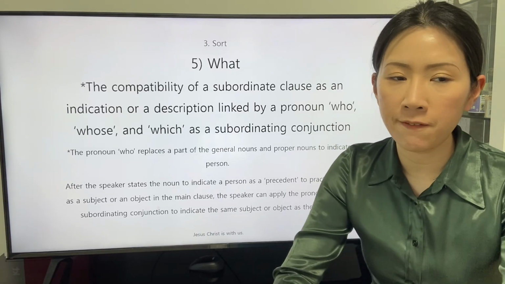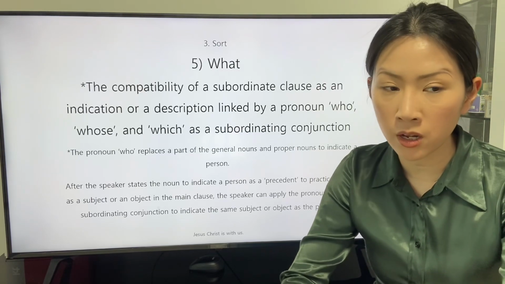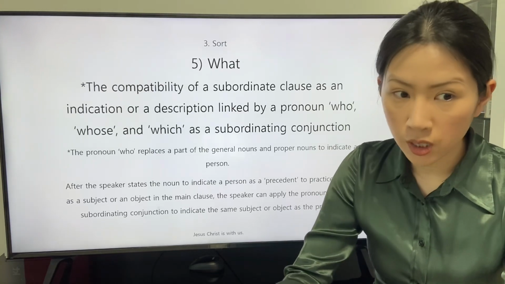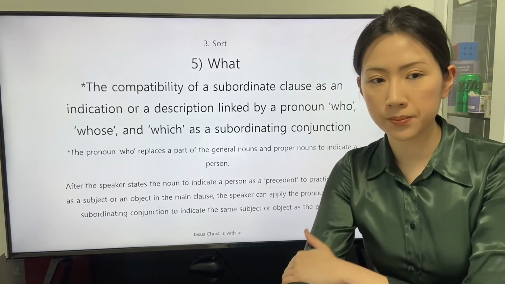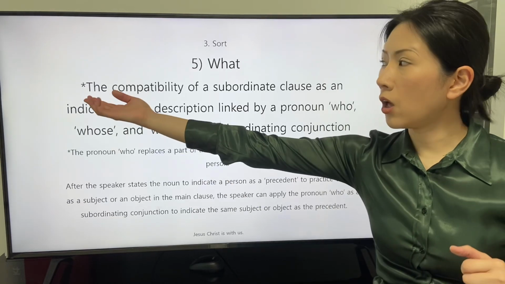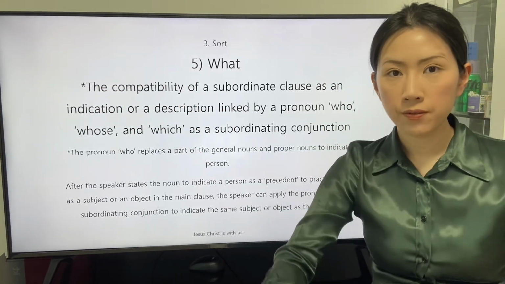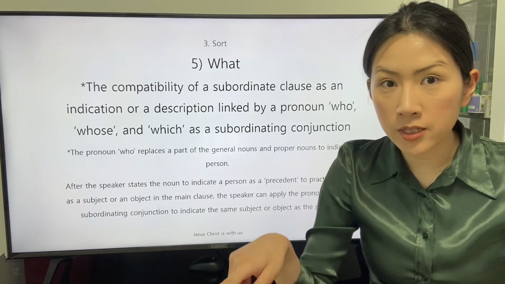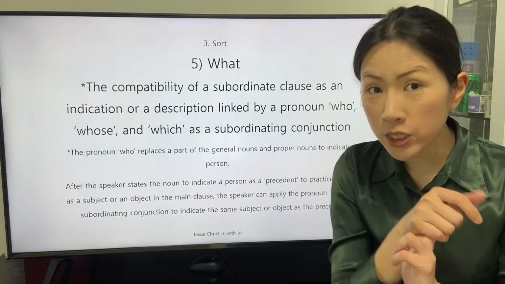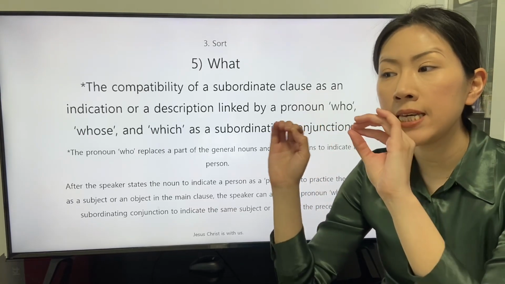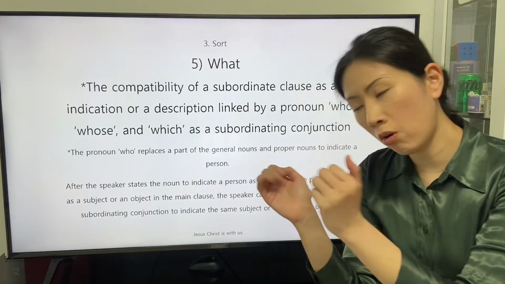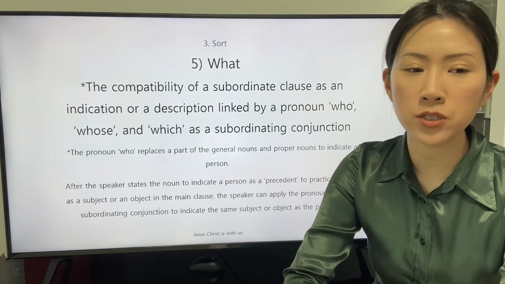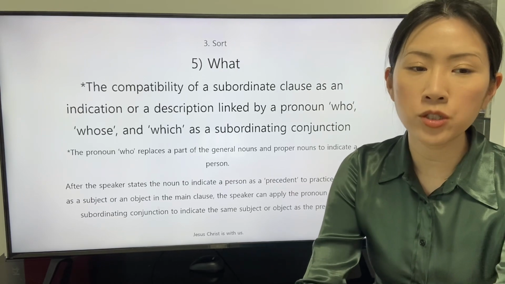The compatibility of a subordinate clause as an indication or a description linked by a pronoun who, whose, and which as a subordinating conjunction means that the subordinate clause linked by the pronoun who, whose, or which has the trait either as an indication or a description. The pronoun who replaces a part of the general nouns and proper nouns to indicate a person.